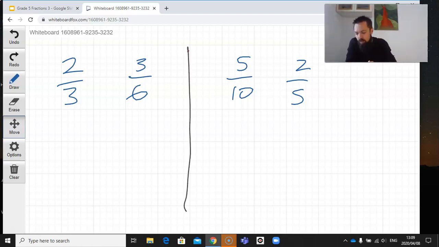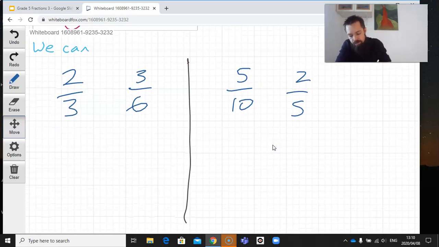Okay, so we need to make the denominators the same. So I'm looking to the bottom and I'm looking at the one on the left first. What can I do to a 3 or to a 6 to make it like the other one? And I notice that I can do something to a 3 to make it into a 6. The things we're allowed to do, we're only allowed to use times and divide.